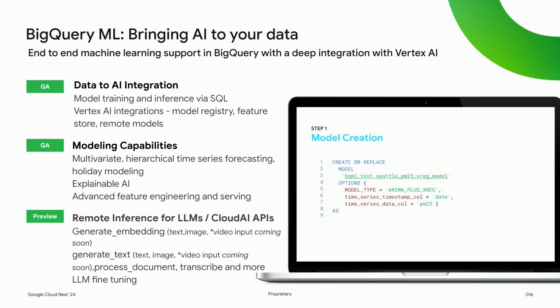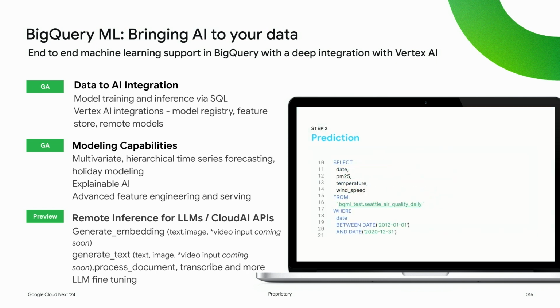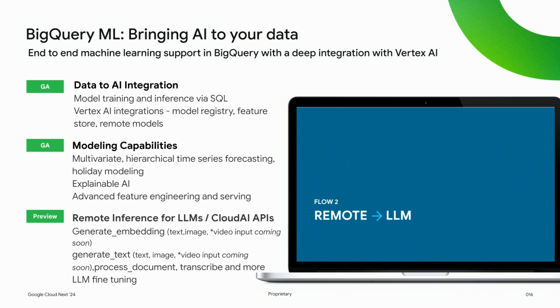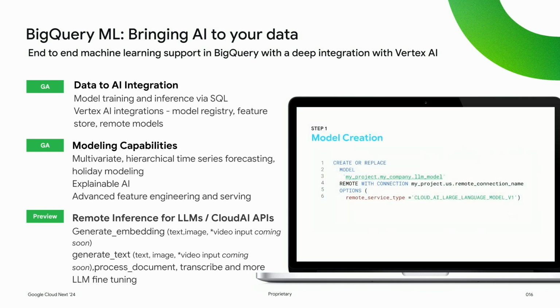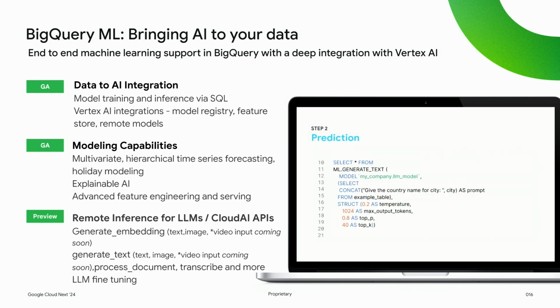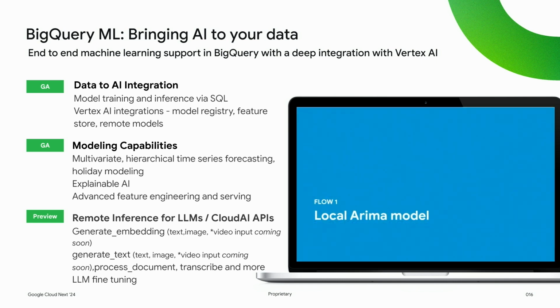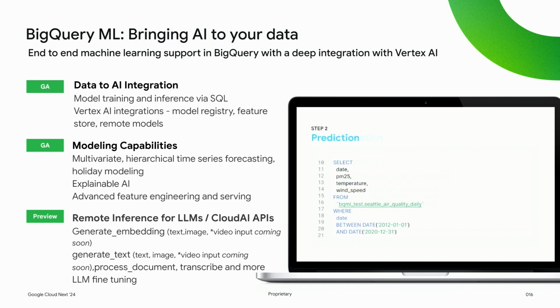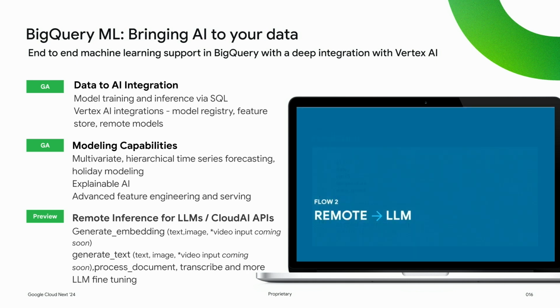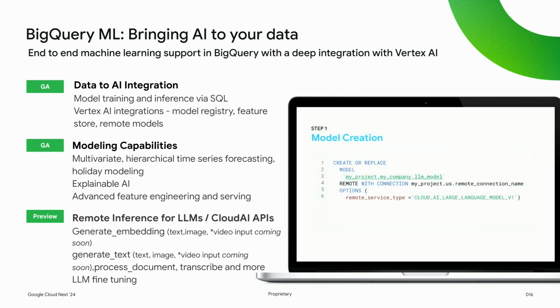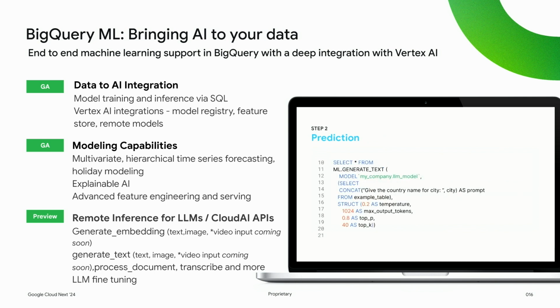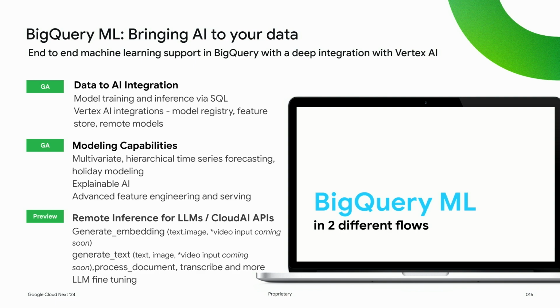We also have integrations with Vertex Feature Store, so you could do feature engineering directly in BigQuery and have a managed sync of those features for online serving with Vertex Feature Store. But some other areas that we've recently expanded into is remote inference using any model within Vertex AI, where you can choose a model targeted within Model Garden and leverage that for either generating embeddings, generating text, summarization, transcription, and I'll show a little bit of examples of that later.